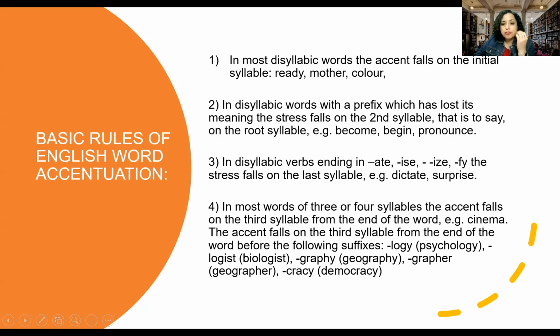In most words of 3 or 4 syllables, the accent falls on the third syllable from the end of the word, like example, cinema. The accent falls on the third syllable from the end of the word before the following suffixes: -logy, like psychology; -logist, like biologist; -graphy, like geography; -grapher, like geographer; -cracy, like democracy.